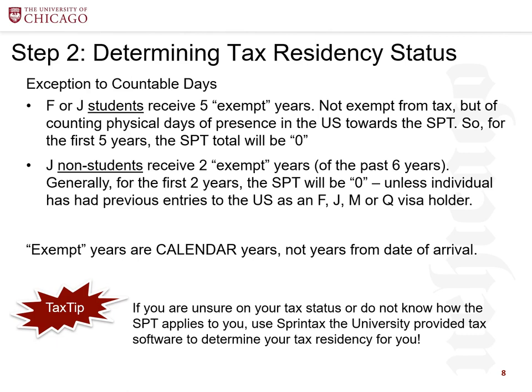J non-students receive 2 exempt years of the past 6, meaning that if you were present in the U.S. on an F1 visa in 2010 and then you came back as a J1 non-student in 2018, your 2010 days of presence would not count because you're only looking back 6 years from 2018. Exempt years are calendar years, not years from date of arrival. So for example, if you arrived on December 31st, 2014, all of 2014 counts as an entire exempt year.